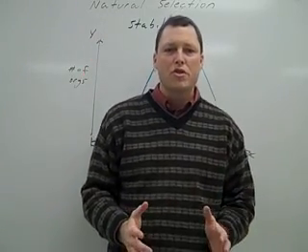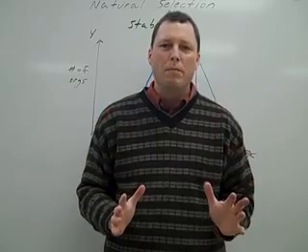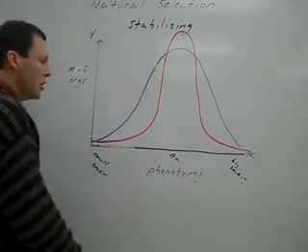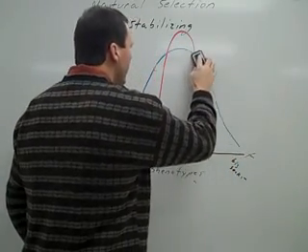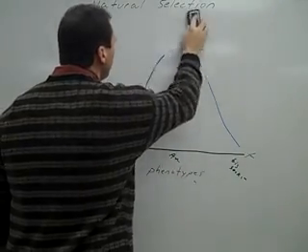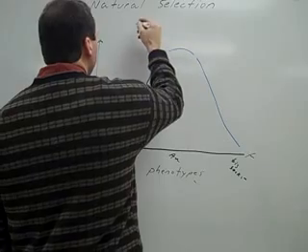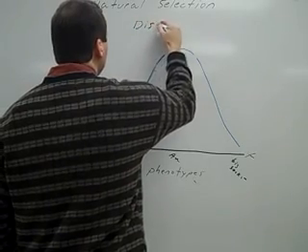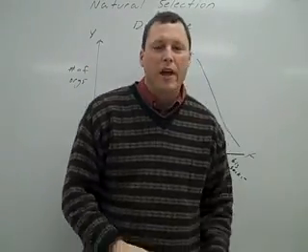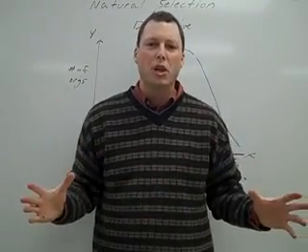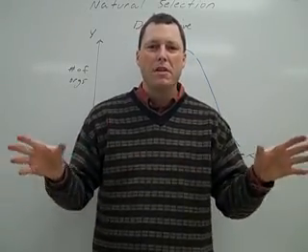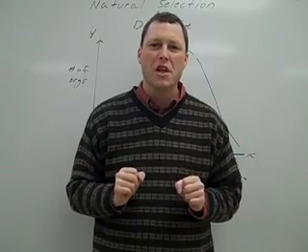The last type of natural selection we're going to talk about is disruptive selection. So let me go ahead and erase this curve. And let's talk about disruptive selection. Now, disruptive selection occurs when both extreme phenotypes are selected for at the same time. Again, both of the extreme phenotypes are selected for at the same time.